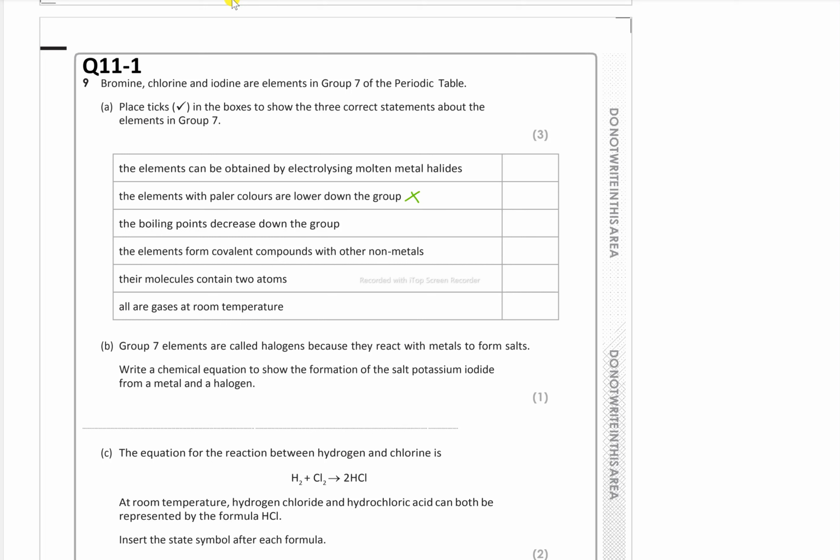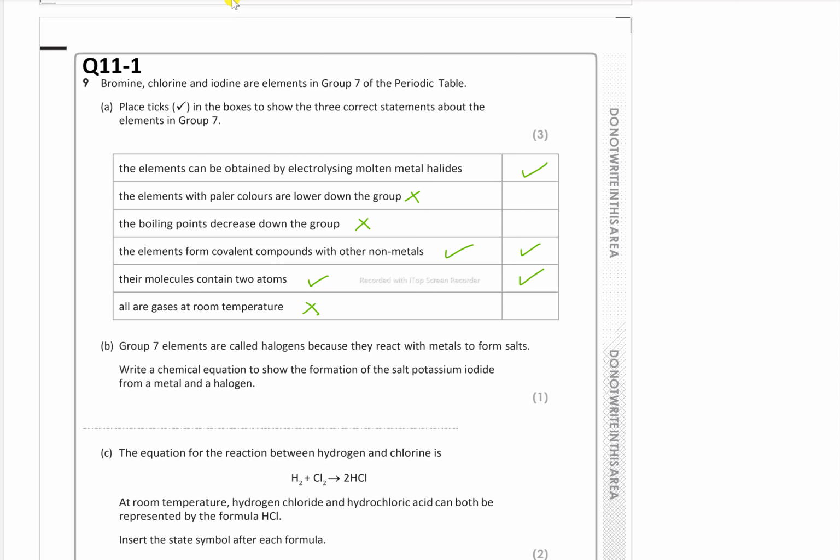Boiling points, gas, liquid, solid: they decrease. No, that's not true. Elements form covalent compounds with other non-metals. That's true. Their molecules contain two atoms. Yes, they are diatomic. All gases, no, that's not true. The elements can be obtained by electrolyzing molten metal halides. Sodium chloride, yes, you can. So it's these three.